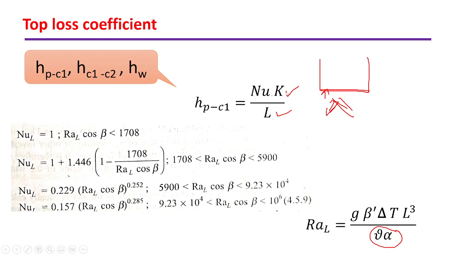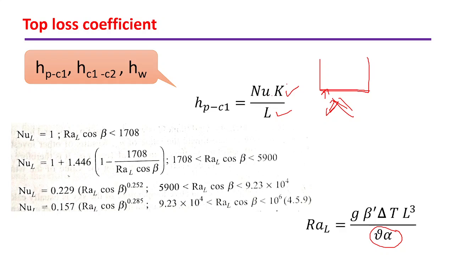So k is not given. L is obviously given in the problem: the length between glass cover 1 and glass cover 2, and between glass cover 1 and the absorber plate. So length is always given. The Nusselt number we have to calculate, and k is not given. You can find k from your appendix table.